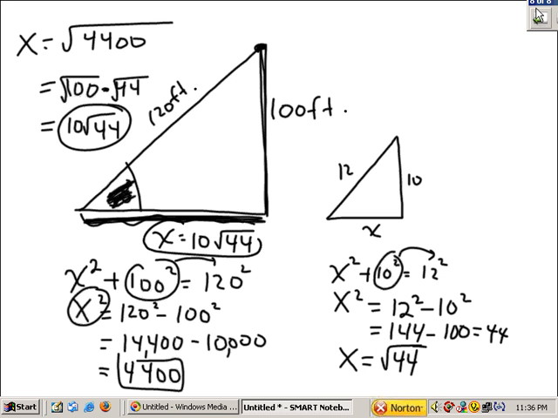Okay, I had that a while ago. And all I did was sit down with a pencil and paper and I calculated. I didn't go out and measure this distance. And you know what? If you measured this distance, you would not have gotten the right answer. You would not have said, oh, it's exactly 10 times the square root of 44 feet. You would not have said that.